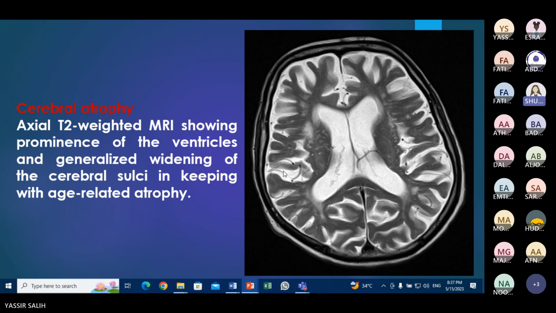Dilation of the cerebral sulci. Yes, the cerebral sulci also are dilated. You know there is a lot of CSF here. Also there is a cerebral sulci dilatation. So what is the diagnosis? Cerebral atrophy.